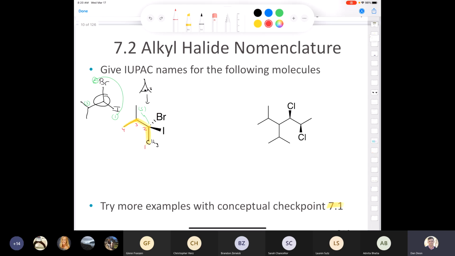If we went this way, the other way, we'd have a 2 and a 3, 3, right? And 2, 2, 3 is going to beat a 2, 3, 3, based on the first point of difference. So my numbering is correct.